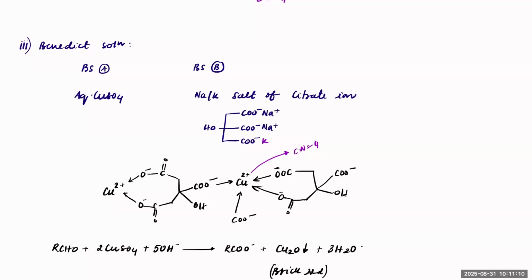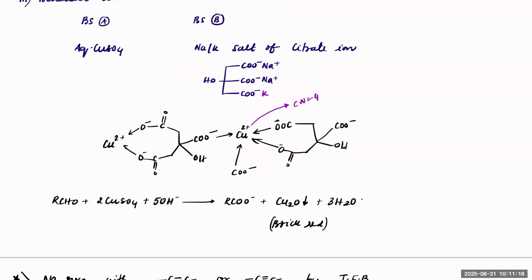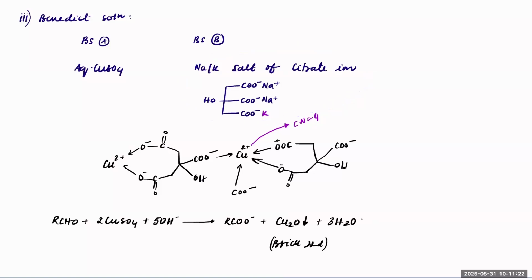Now, once you get this complex, when you react this also with an aldehyde, you will get a brick red precipitate. So it is nothing different, only the salt solution is different. There we are using Rochelle salt, which is from tartaric acid. Here we are using citric acid. Girls clear?